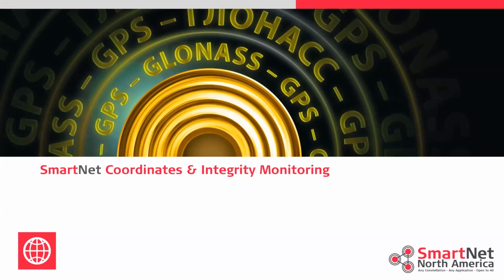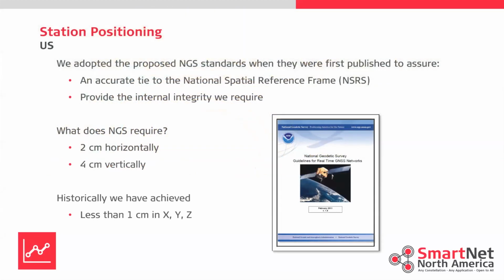So SmartNet coordinates and integrity monitoring. So we're going to start getting into the meat and potatoes of what we're here to talk about today. In 2012, we adopted the proposed NGS standards for RTK operations for GNSS networks. This was to allow us to make sure that we were operating in a way that was recognized by NGS as the appropriate way to operate SmartNet.